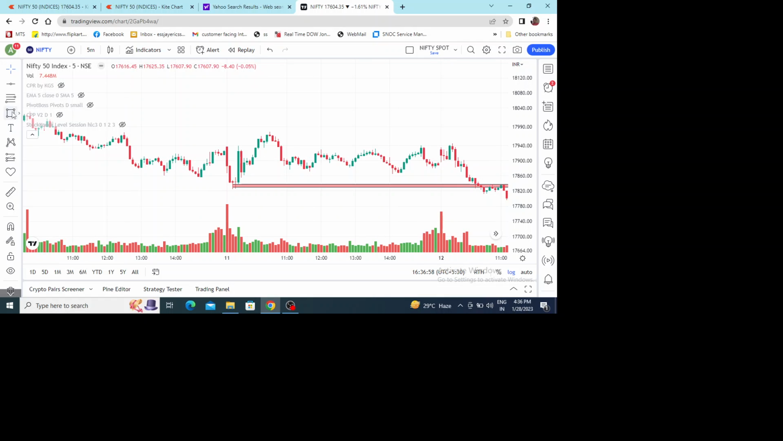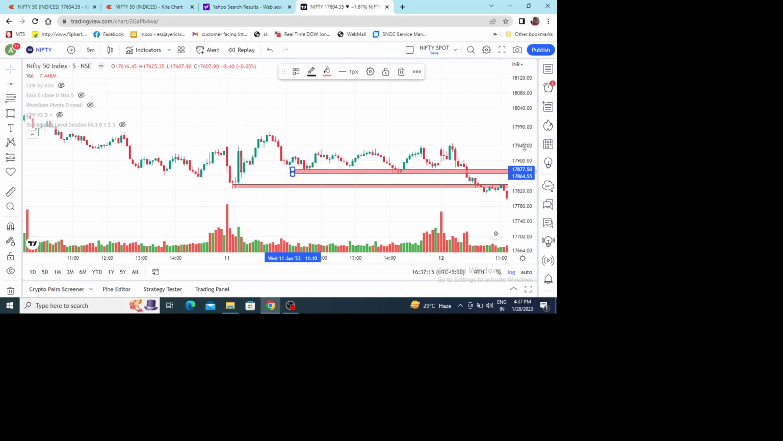This range I'll mark. This area, right? But what has happened over here? The price has come over here, it has gone over here, and from here the price is rejected. But it has not retested this area, right?